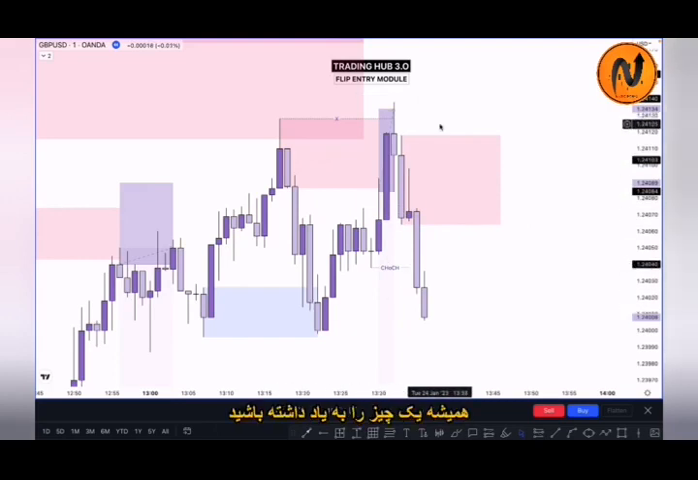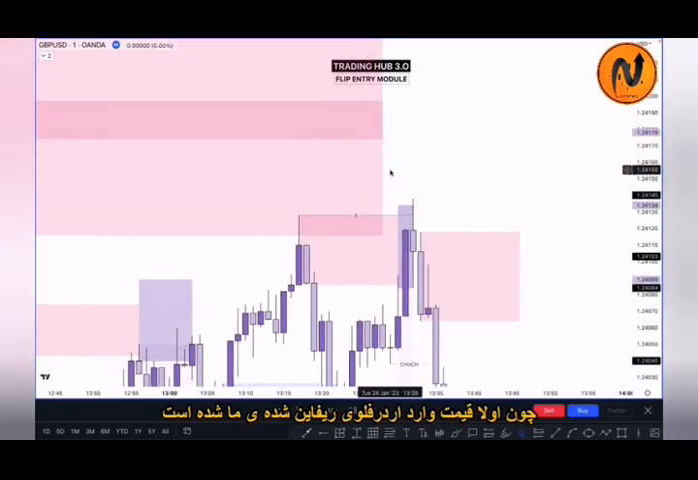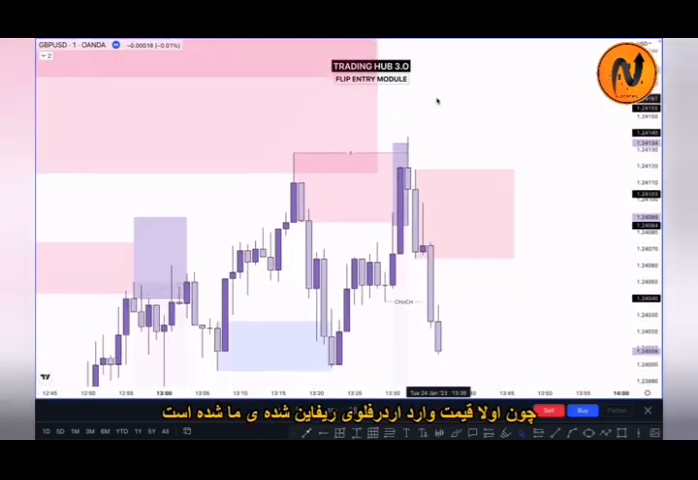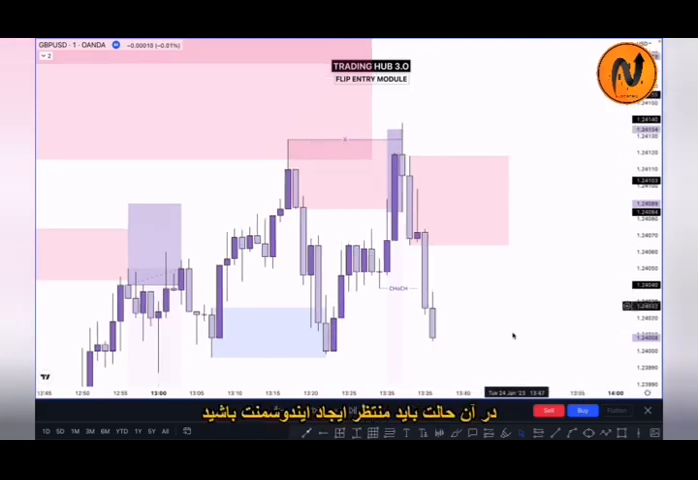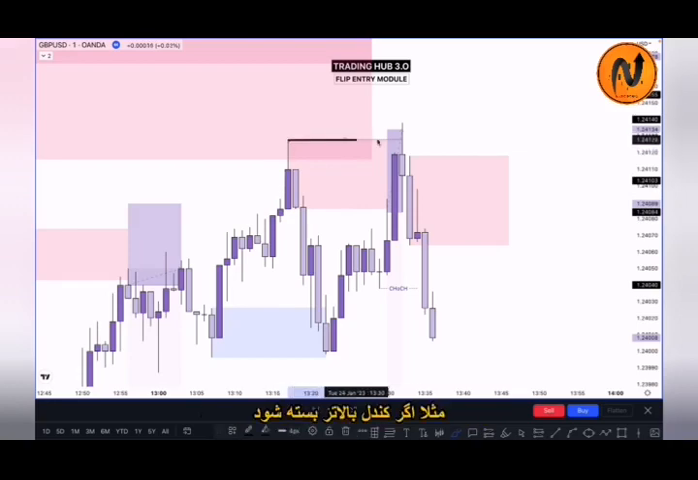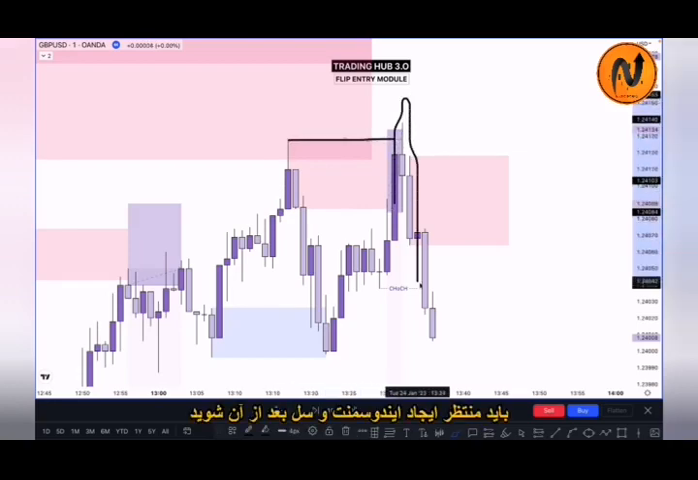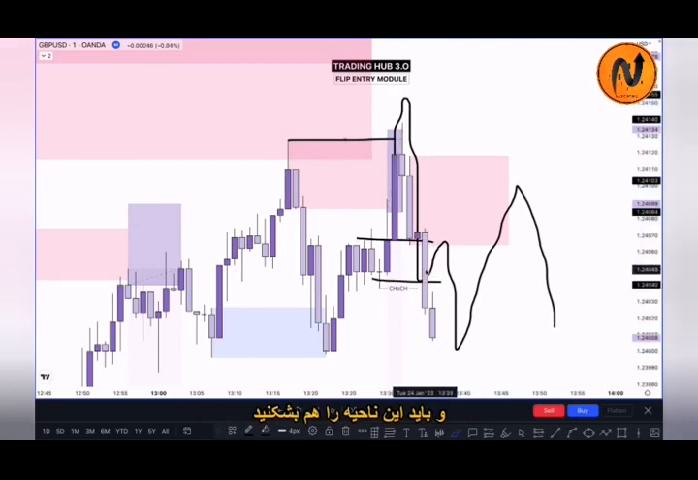And always remember one thing: why are we taking this supply? First, price already mitigated the refined order flow, which is here, and the next tap was on the demand and the market swept this high. If the market does not sweep this high, then you don't need to sell here. In that case, you have to wait for inducement to be created. For example, if a candle closes above it, then you have to wait for inducement to be created and then sell, and you have to take the decision like this. Okay, because this high transferred from here to here, because this is our actual high and this is a sweep of the previous high.